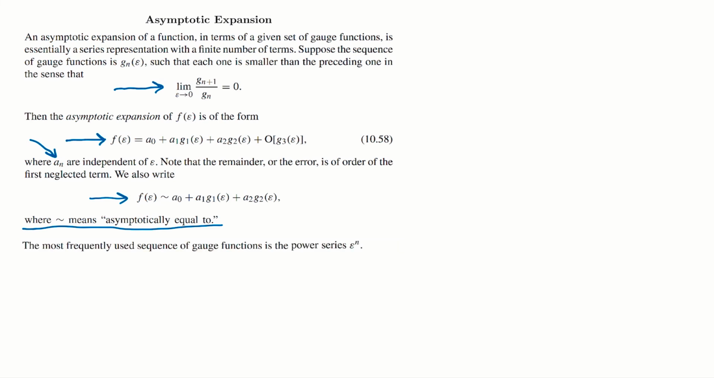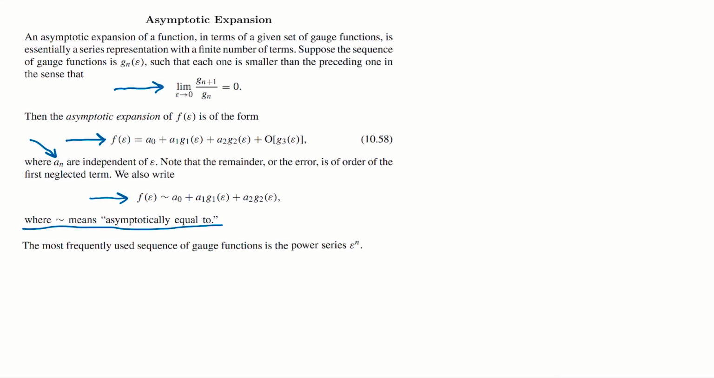The most commonly used sequence of gauge functions is the power series, epsilon to the power n. And a good choice of gauge function will lead to good accuracy with only a few terms in the expansion. Sometimes the integral powers of epsilon don't work and you have to use other gauge functions. So again, there's a systematic way of figuring out your sequence of gauge functions, but you can refer to more in-depth descriptions of the analyses, like Bender and Orszag, for example. We're just going to do the basics here.